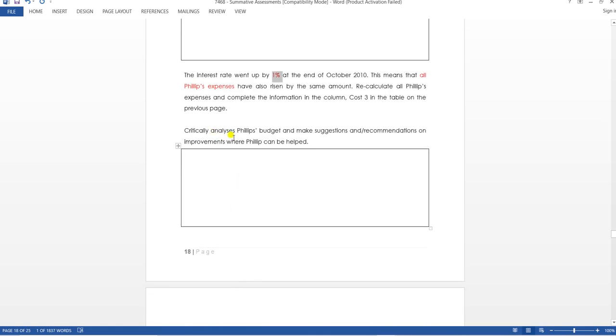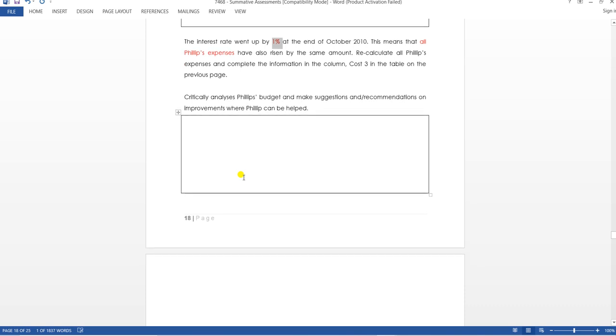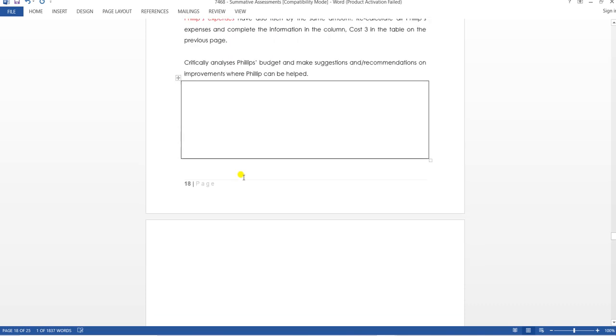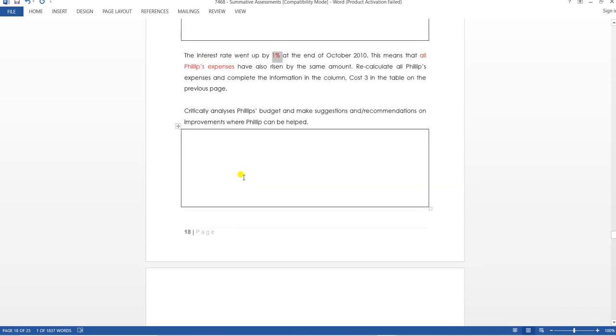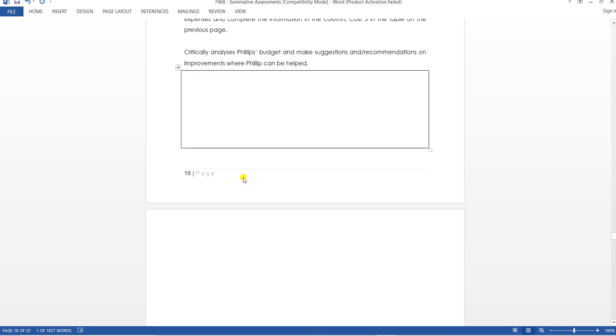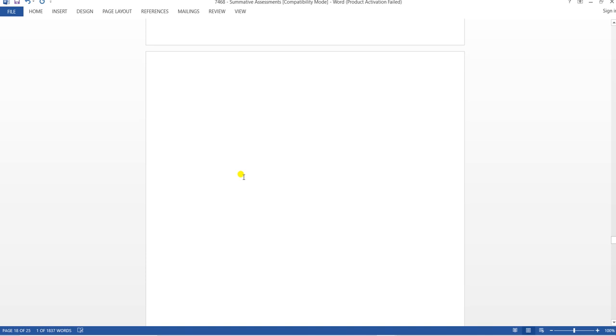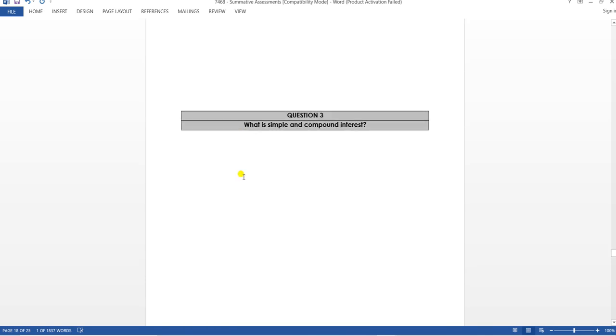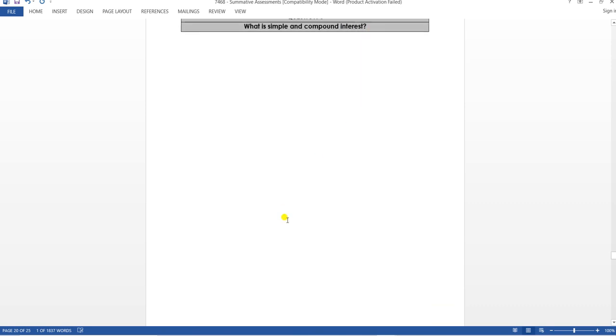You need to critically analyze Philip's budget and make suggestions and recommendations on the improvements where Philip can be helped. So you will analyze his budget based on the costs, and you'll make suggestions or recommendations based on your analysis of his budget. Moving on to question 3, you need to explain what is simple and compound interest. Just provide an explanation.